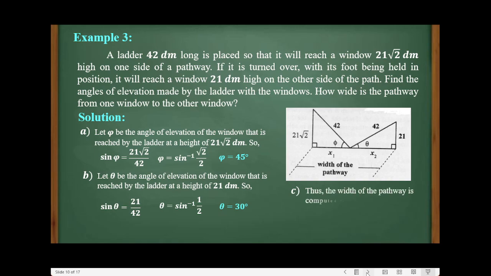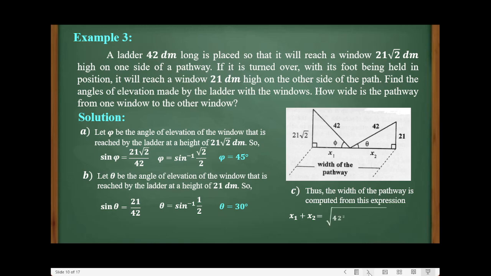Okay, now for letter C, the width of the pathway is being asked. So basically, to get the measure of this side, if the two sides are given, we use the Pythagorean theorem. Same thing with this missing side. Since the other two are given, we also use the Pythagorean theorem. So that will give us the width of the pathway, which is the sum of the lengths of these two horizontal legs, denoted by x sub 1 and x sub 2.